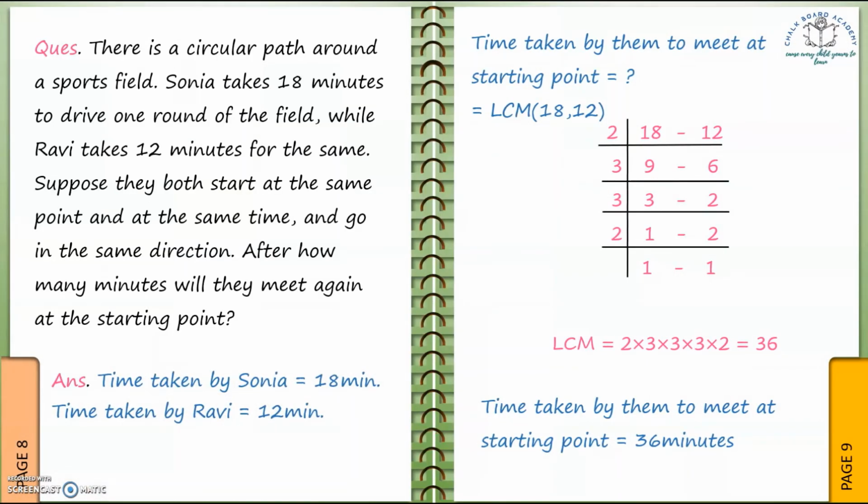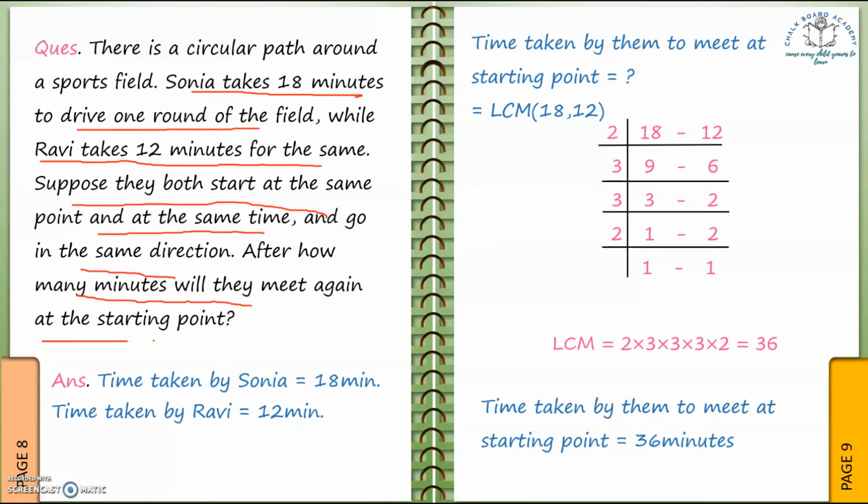Now we have another question here. There is a circular path around a sports field. Now Sonia takes 18 minutes to drive one round of the field while Ravi takes 12 minutes for the same. Suppose they both start at the same point and at the same time and go in the same direction. How many minutes will they meet again at the starting point? Now we have to find out the time taken by both of them to reach the starting point at the same time, and for that we have to calculate the LCM.